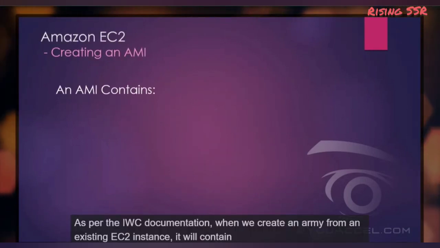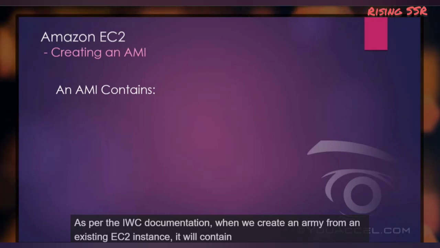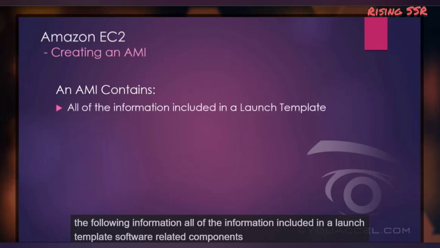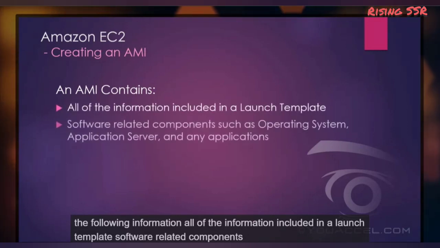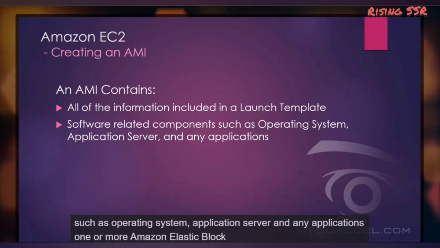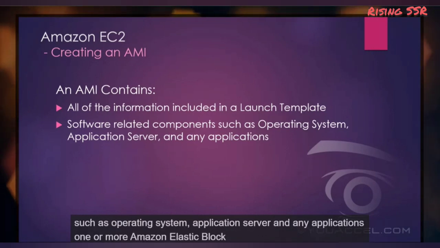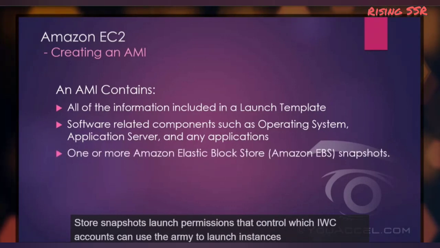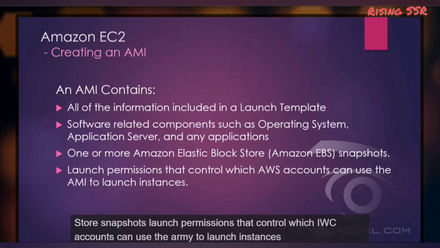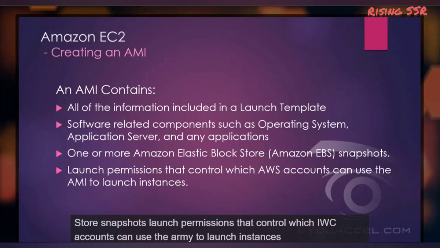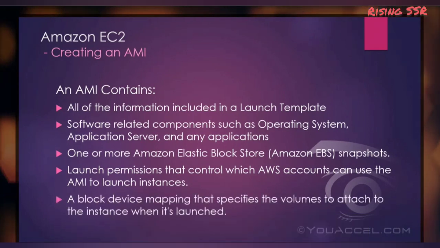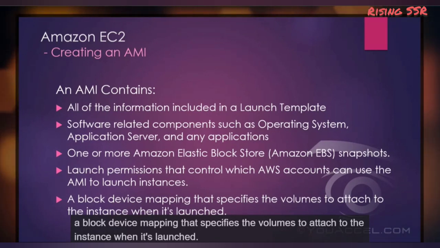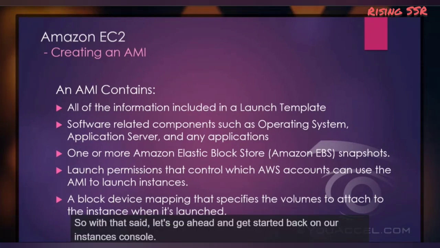As per the AWS documentation, when we create an AMI from an existing EC2 instance, it will contain the following information. All of the information included in a launch template, software-related components such as operating system, application server, and any applications, one or more Amazon Elastic Block Store snapshots, launch permissions that control which AWS accounts can use the AMI to launch instances, a block device mapping that specifies the volumes to attach to the instance when it's launched. So with that said, let's go ahead and get started.